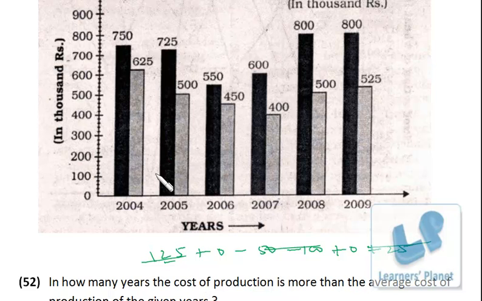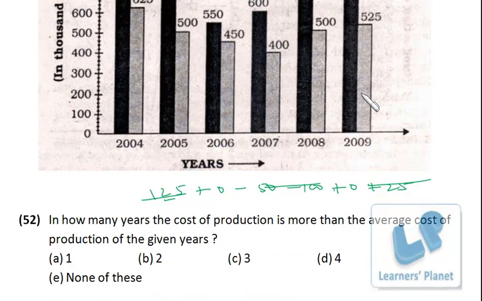So in how many years is it more than 500? It is 625 over here and 525 over here. So in 2 years it is more than 500. Okay, so your answer is 2. So that's pretty simple.